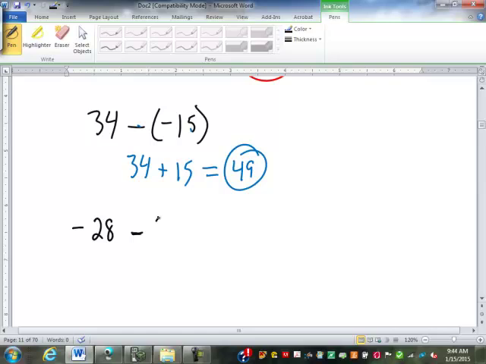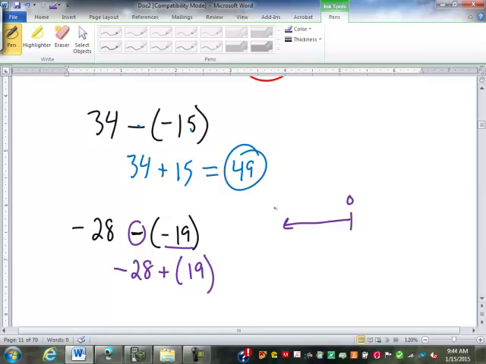Negative 28 minus a negative 19 is going to become negative 28 plus the opposite of negative 19 is positive 19. Let's draw our vectors here. We've got a negative 28. Positive 19 is the opposite direction, but shorter. So our answer will be negative because it stays on the negative side of 0. The difference between 28 and 19 is 9. So negative 9. Make sense? For now? Okay.